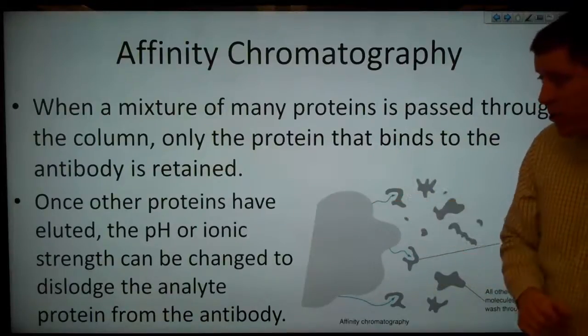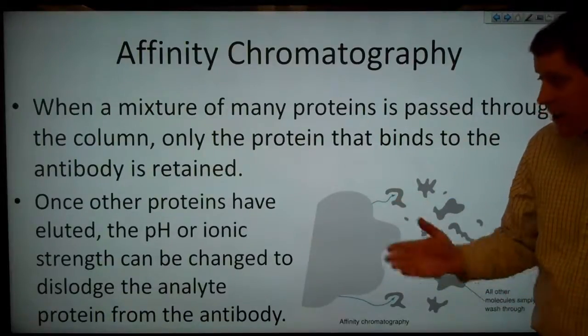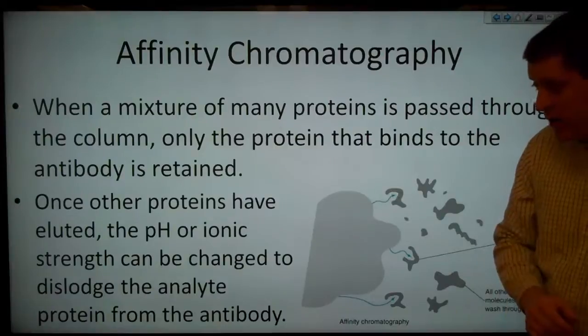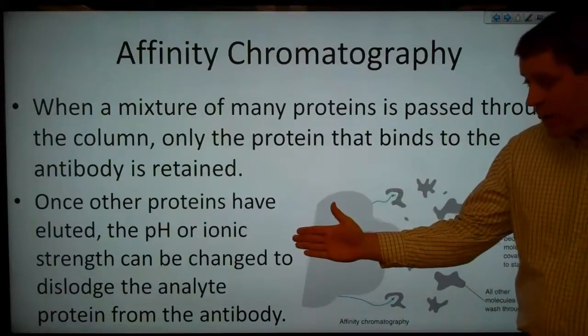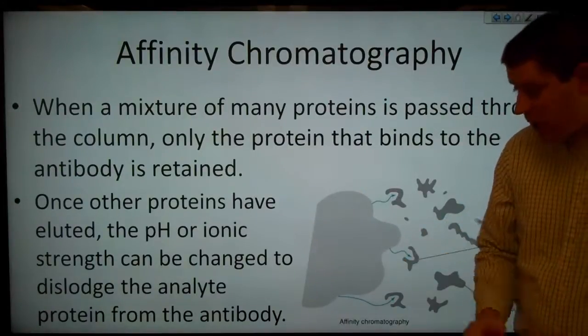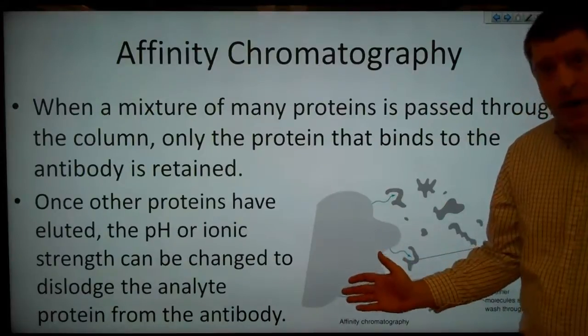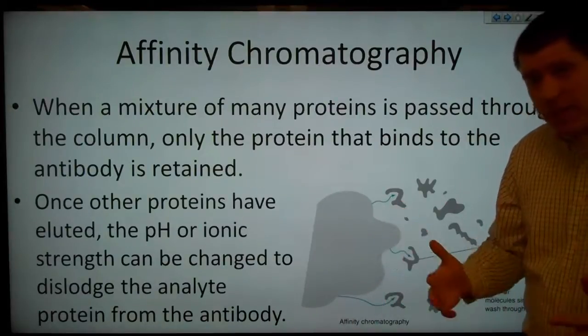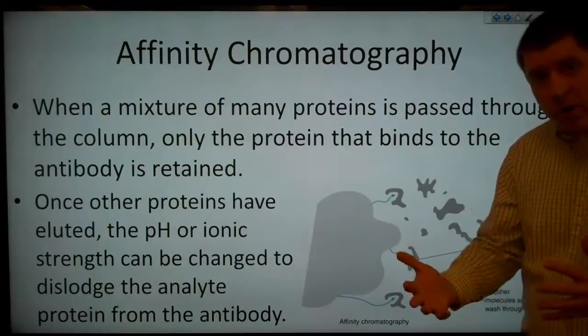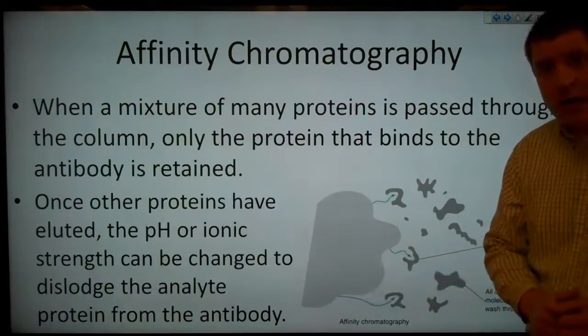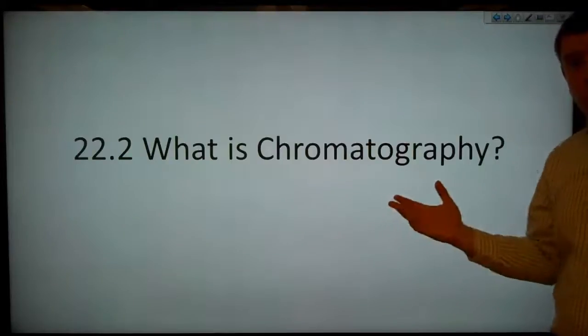And once all the other proteins have eluted off the column, then the pH or ionic strength can be changed so that we can dislodge that analyte protein from the antibody. And now we've effectively separated that protein from all the other proteins around, and now we can perform some analysis on that. So that was, what is chromatography?